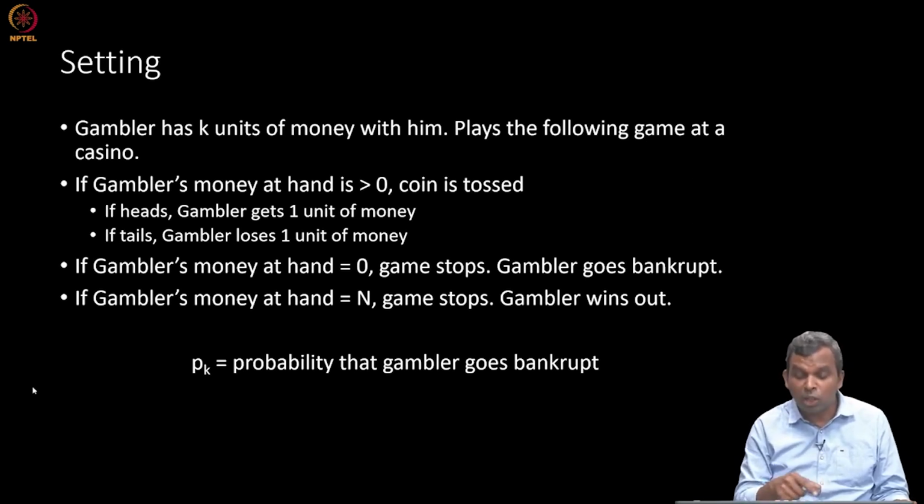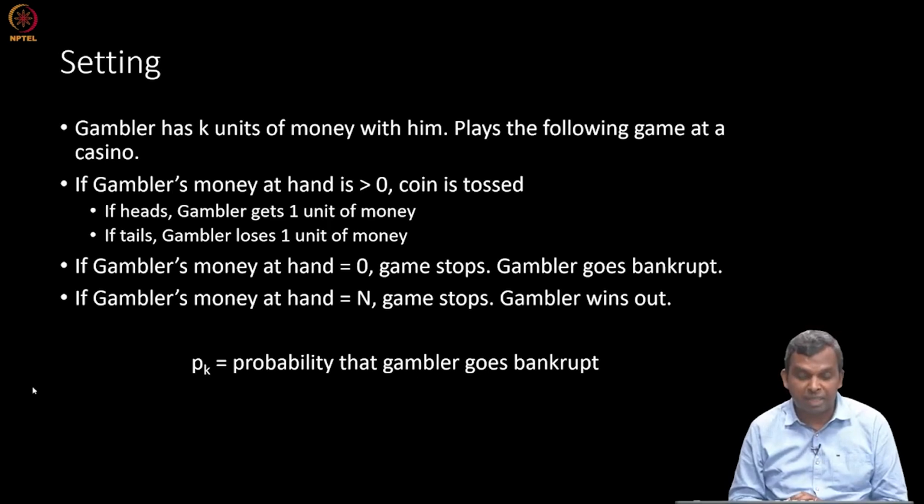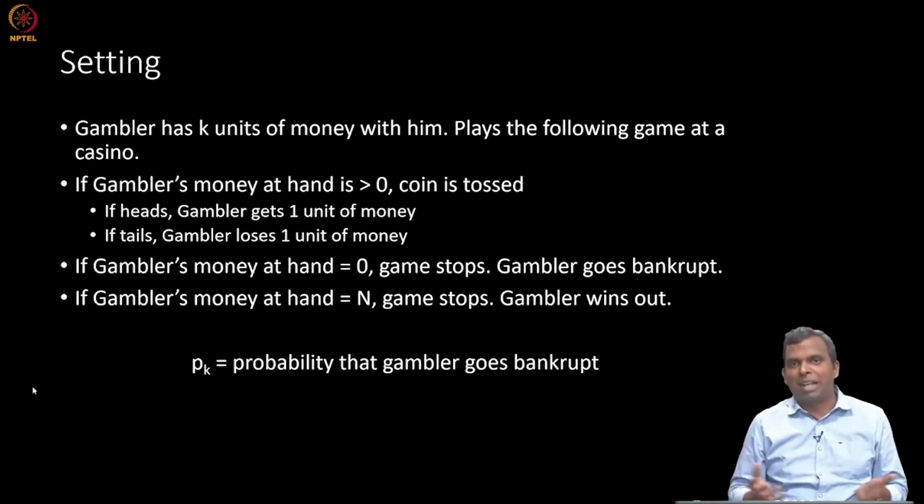Of course, it will also depend on the probability of heads and probability of tails. We haven't come to that yet. So we'll just call it P sub K. It's just notation. The probability that the gambler goes bankrupt is P sub K. Okay. So you've learnt enough probability now.